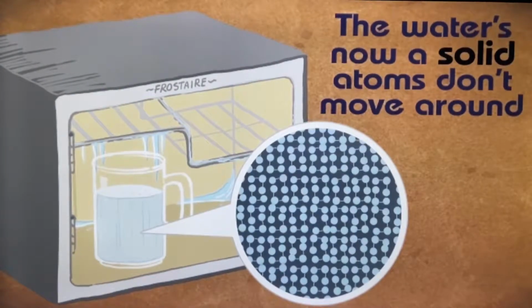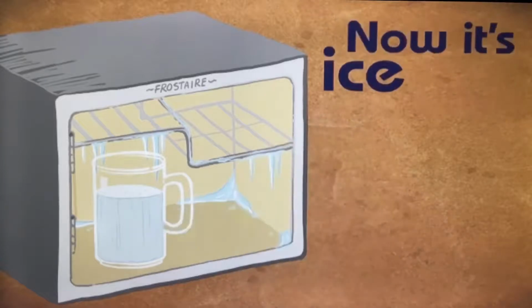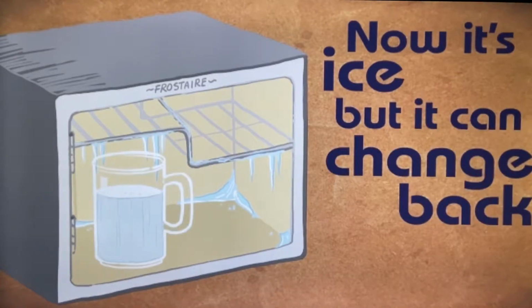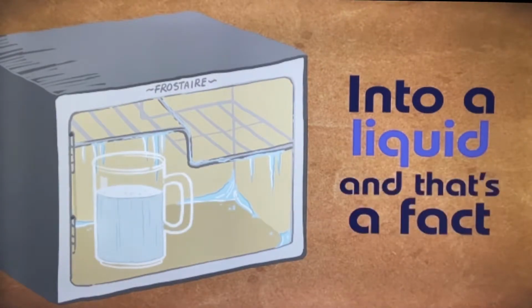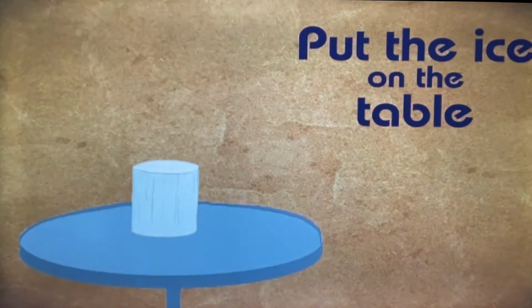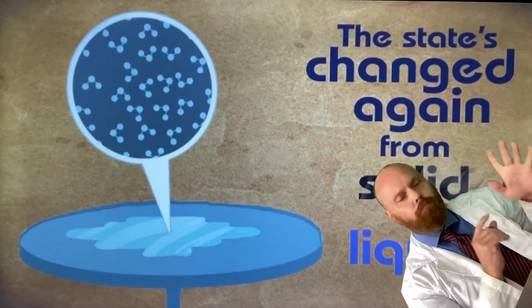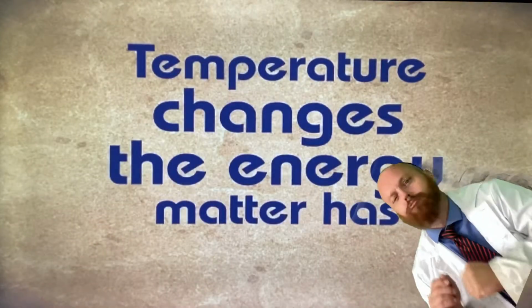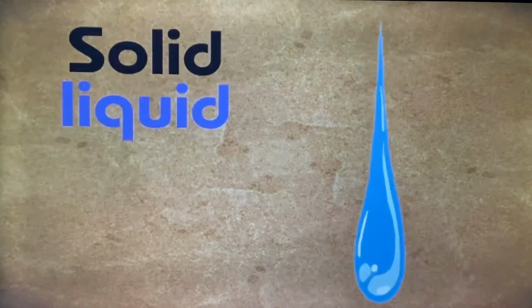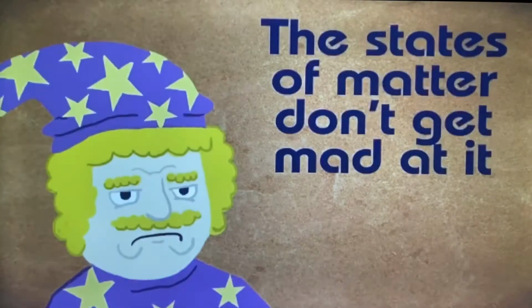The water's now a solid. Atoms don't move around. Now it's ice, but it can change back into a liquid, and that's a fact. Put the ice on the table, watch it melt quickly. The states change again from solid to liquid. Temperature changes the energy. Matter has solid, liquid, gas, known as the states of matter.